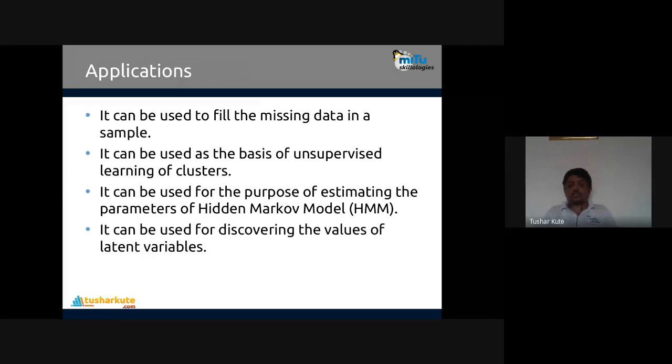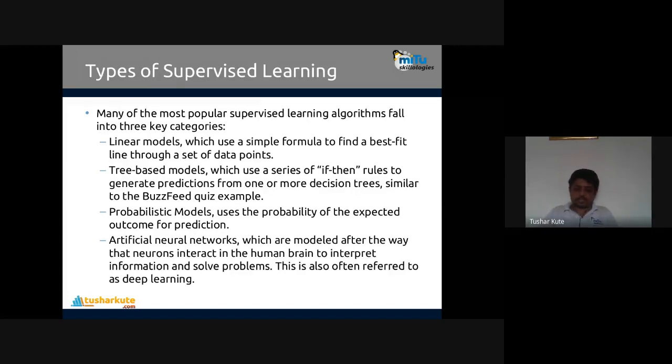When latent variables are there, we just need to identify the latent variables' values, so that can be discovered with the help of the concept of expectation and maximization. So this is the idea of hidden variables which is used in the algorithms which I mentioned. Two commonly used algorithms are K-means clustering and the hidden Markov model, which make use of the expectation and maximization concept to predict the values of the hidden variables here.